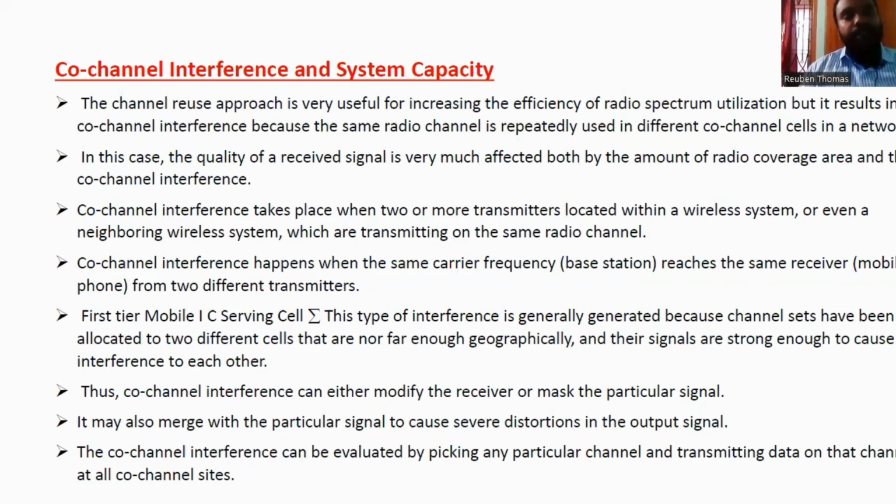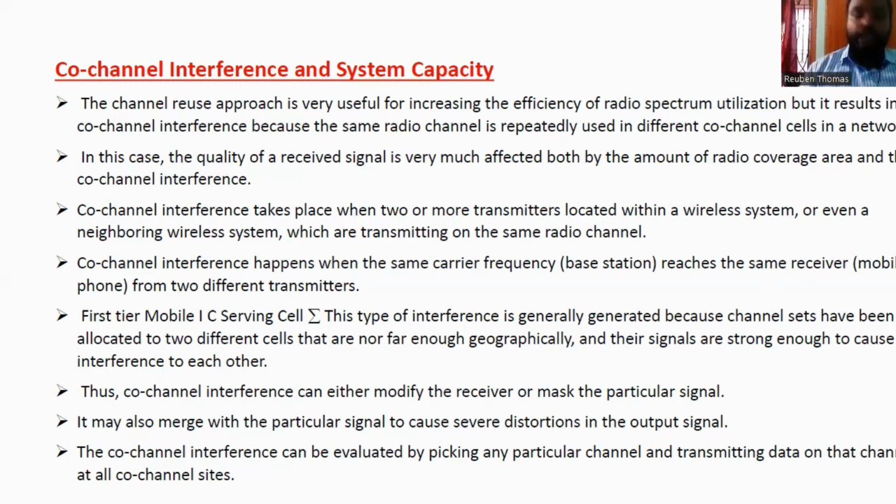Co-channel interference happens when the same carrier frequency reaches the same receiver mobile from two different transmitters. The first carrier is the serving cell's base station, and this type of interference is generally generated because channel sets have been allocated to two different cells that are not far enough apart geographically, and their signals are strong enough to cause interference to each other. Thus, co-channel interference can either modify the receiver or mask the particular signals. It may also merge with the particular signal to cause severe distortion in the output signal.